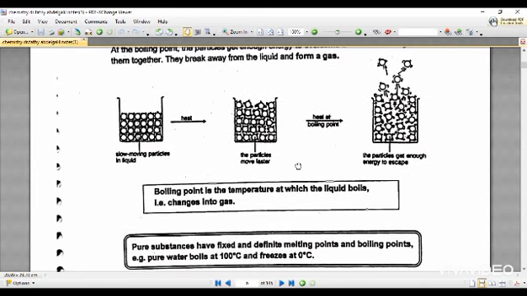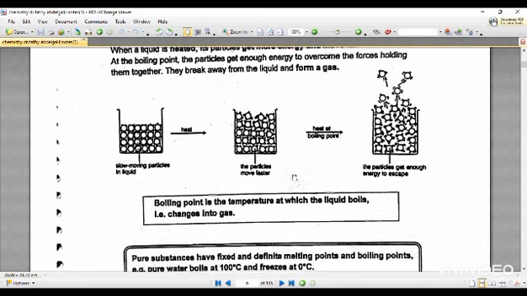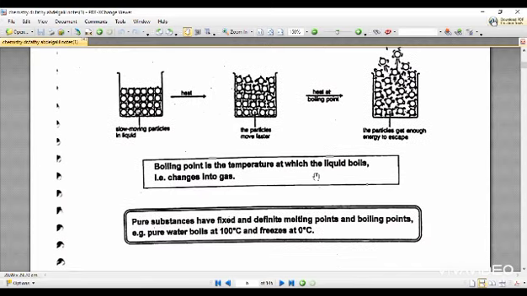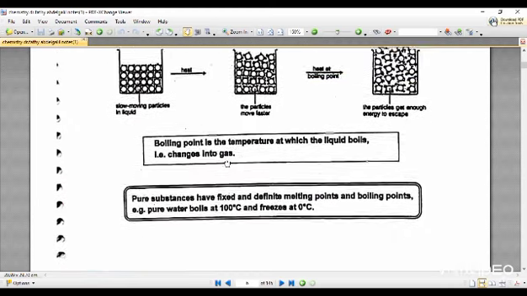Yes, what is the definition of the boiling point? Boiling point is the temperature at which the liquid boils, which means changes into gas. Okay, so the boiling point is the temperature at which the attraction forces between liquid particles are overcome, and finally the liquid can change into another state with a lower attraction force and a higher energy and forms a gas.